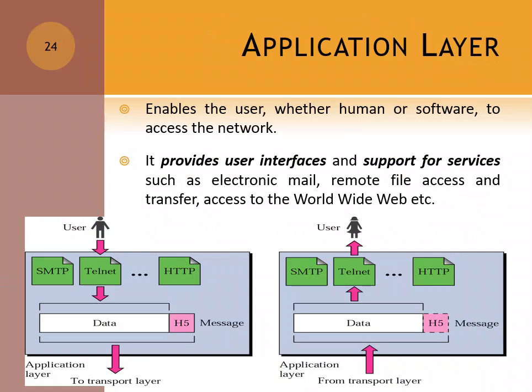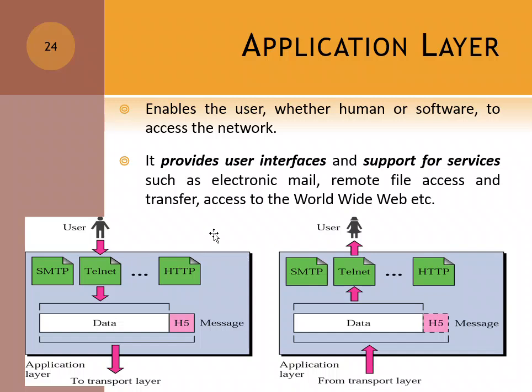Okay, the last one is application layer. Application layer enables the user with the human or software to access the network. It provides user interfaces and support for services such as email, electronic mail, remote file access and transfer, access to World Wide Web, etc. So, kita sebagai end user sebenarnya dealing with application layer yang kita hantar email semua tu, kita browse website, okay, kita share file semua, remote file access dan transfer semua tu adalah menggunakan application layer.